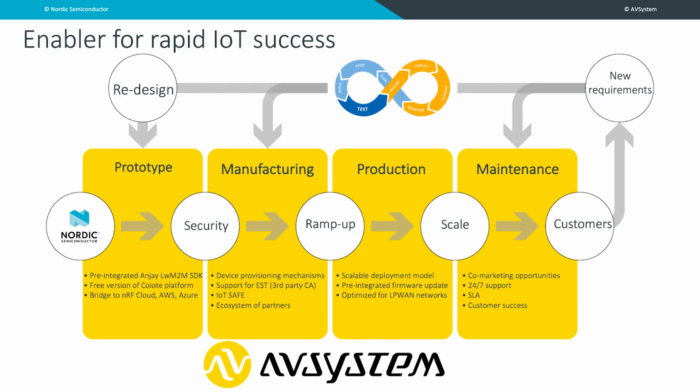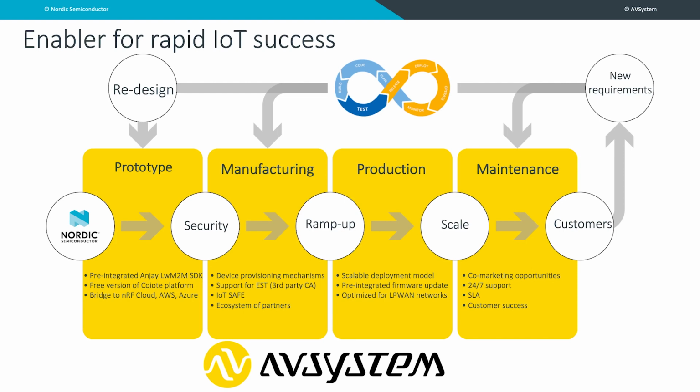AVSystem, in the end, is your partner throughout the whole journey of device creation until the phase of solution maintenance. In the very first prototype phase, what we are offering is a pre-integrated Anjay lightweight machine-to-machine SDK with the Nordic Thingy or Nordic nRF9160 development kit and a free version of the Coiote platform.